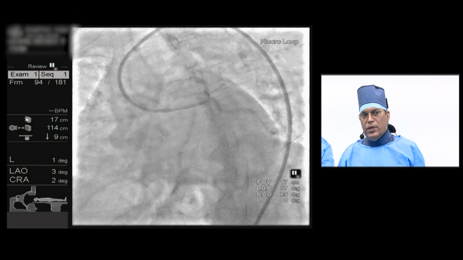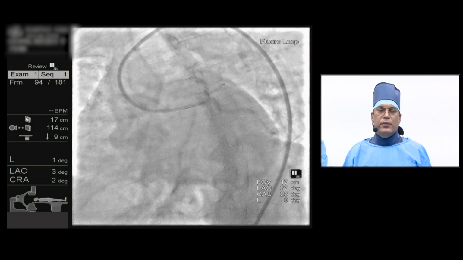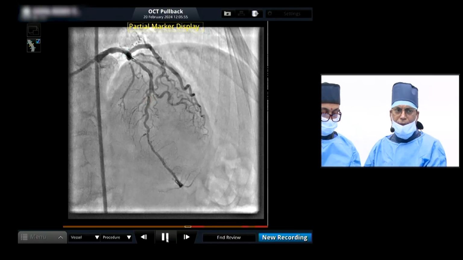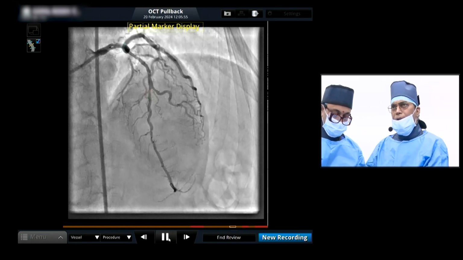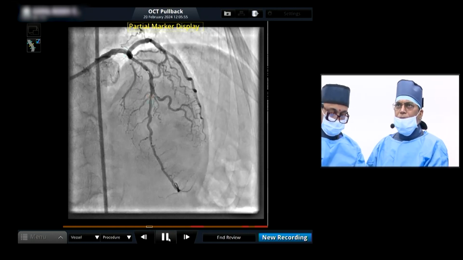During reverse movement you can do the backward cutting, or you can also do forward and backward cutting if a good alignment is there. There is significant calcium which requires modification. Then what we are doing, we are exchanging for the Viper wire using the microcatheter.